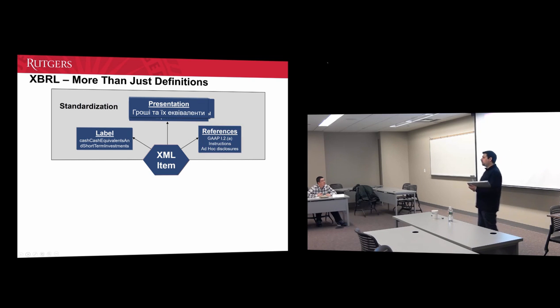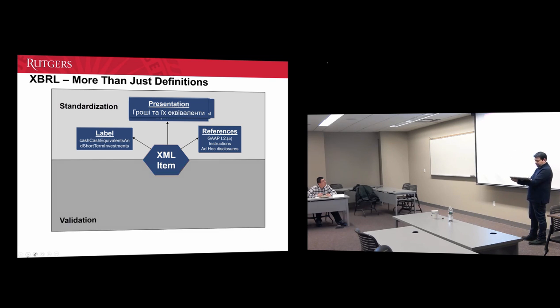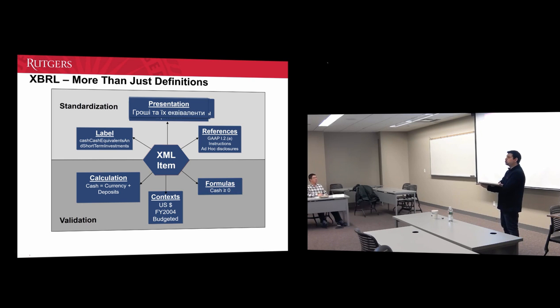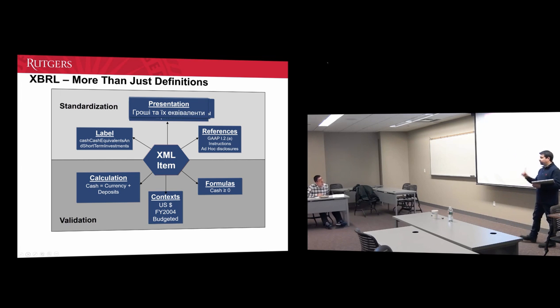And then you have references. Where does it come from? Where the standards related to this one. You can have, for example, information that can be calculation. How do you calculate it? You can have in which the context can be, for example, the currency, the fiscal year. If you have certain rules that cash must be greater or equal to 0 if you want to prevent it from being negative. So this is basically simply what it needs to be XBRL.